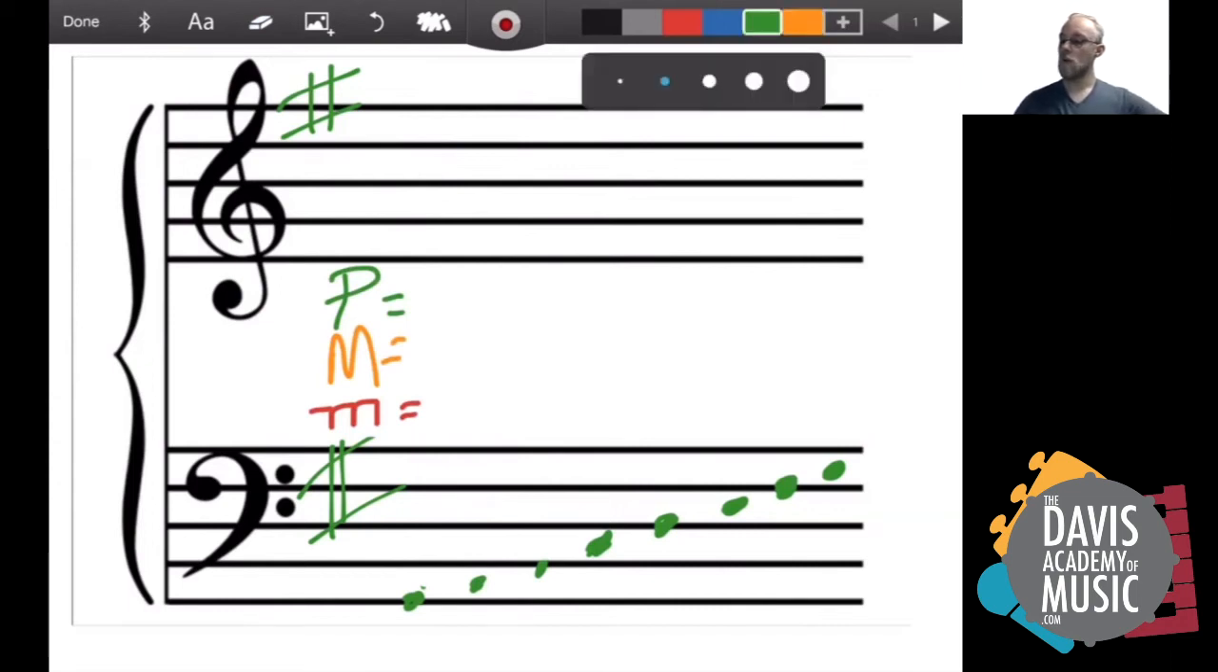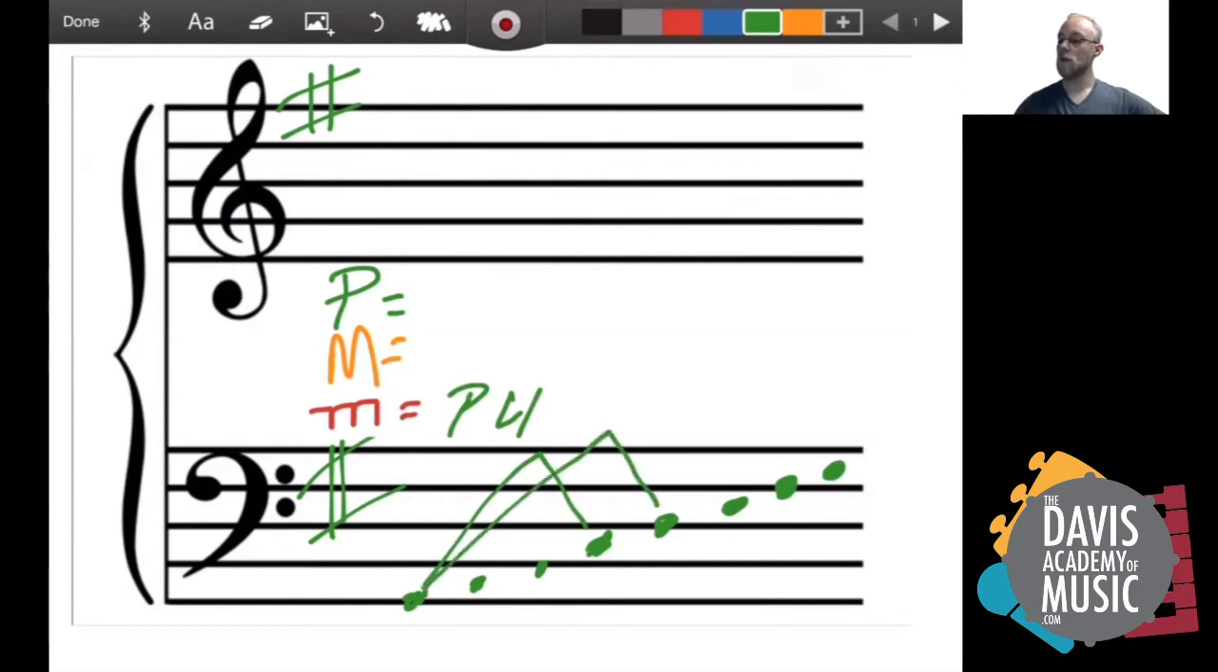Now, in our G major scale, when we go from G to C, I'm sorry, G to C is going to be our perfect fourth. So we say it's a perfect fourth. When we go from G to D, we're also going to get another perfect interval. So fourths and fifths are most often perfect. Not always, but for the most part, maybe 80% of the time, they're going to be called perfect intervals.